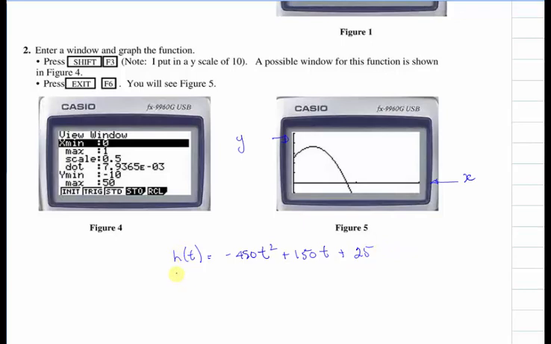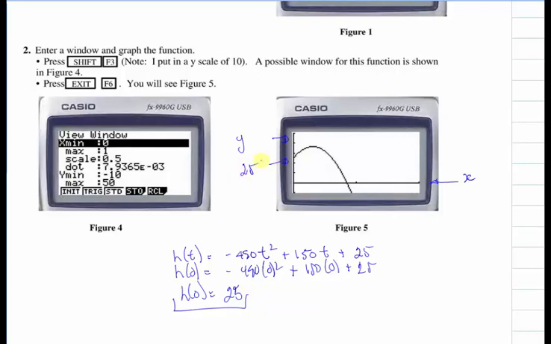I'm going to plug in, first of all, and find out what my y-intercept is, because I can kind of guess what a y-max might be based on my y-intercept. So I'm going to find my y-intercept, which is where t equals 0, and plug that in. I get that h of 0 is equal to 0 plus 0 plus 25, so 25. What this tells me is that my y-intercept is 25.